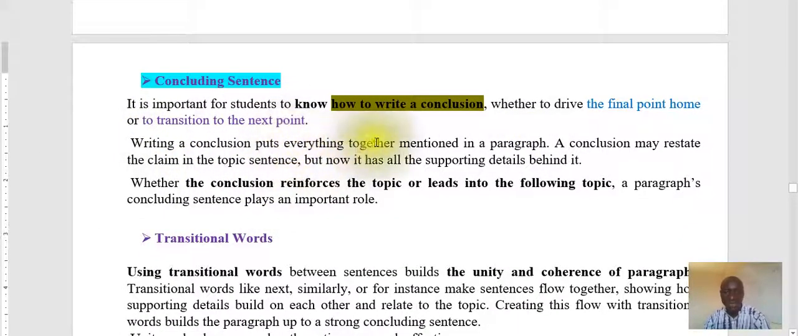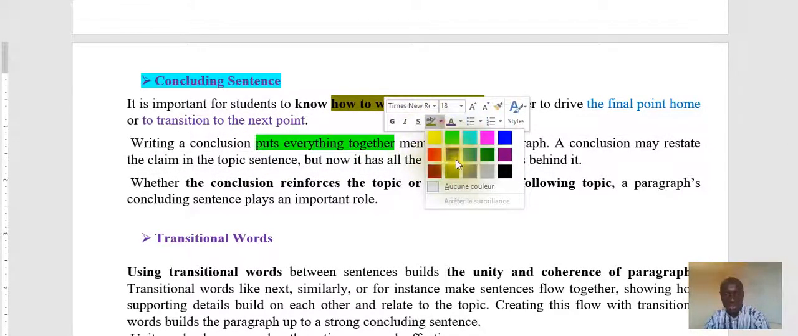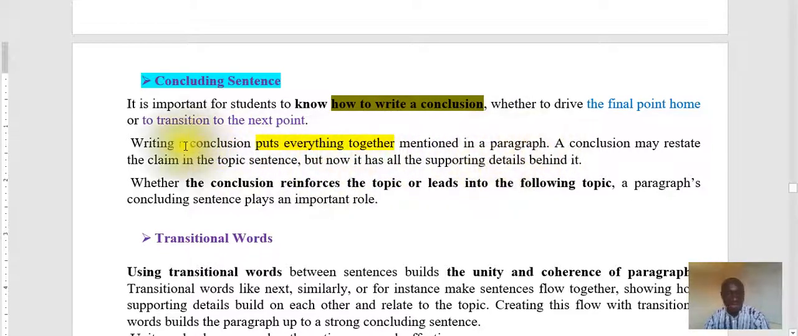Writing a conclusion puts everything together. This is very important, mentioned in a paragraph. A conclusion may restate the claim in the topic sentence, but now it has all the supporting detail behind it.